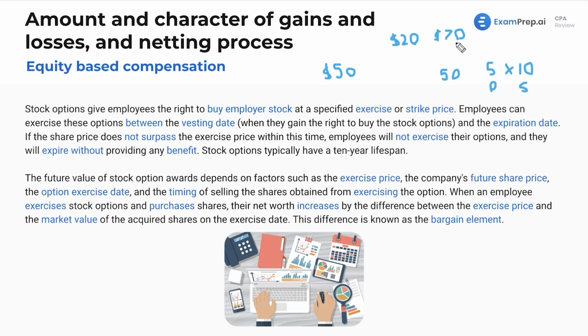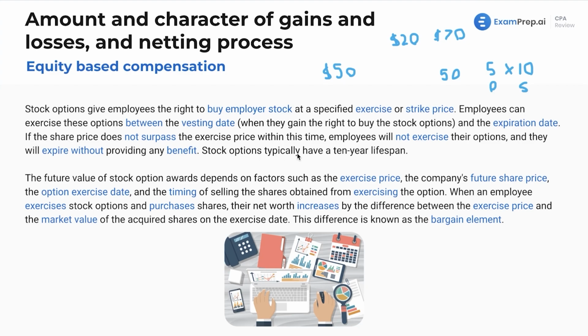Now, employees can exercise these options between the vesting date. So vesting, similar to a 401k, you have to work at the company for a certain period of time. Might be, let's say, a 5-year vesting period. It depends on the question or the situation in real life. So this is when they gain the right to buy the stock options, and the expiration date. If the share price does not surpass the exercise price within this time, employees will not exercise their options and they will expire without providing any benefit. So you could go from possibly hitting it rich to nothing at all, sorry to say.